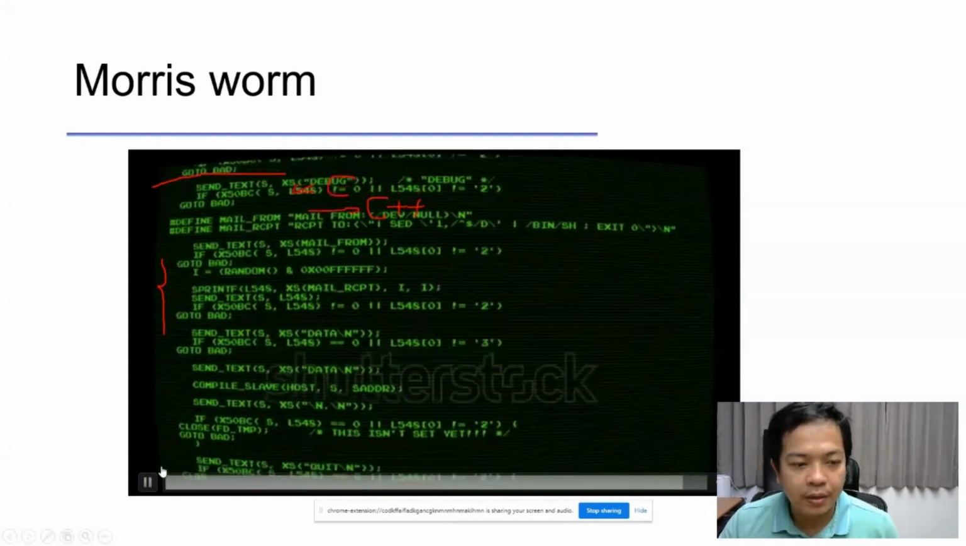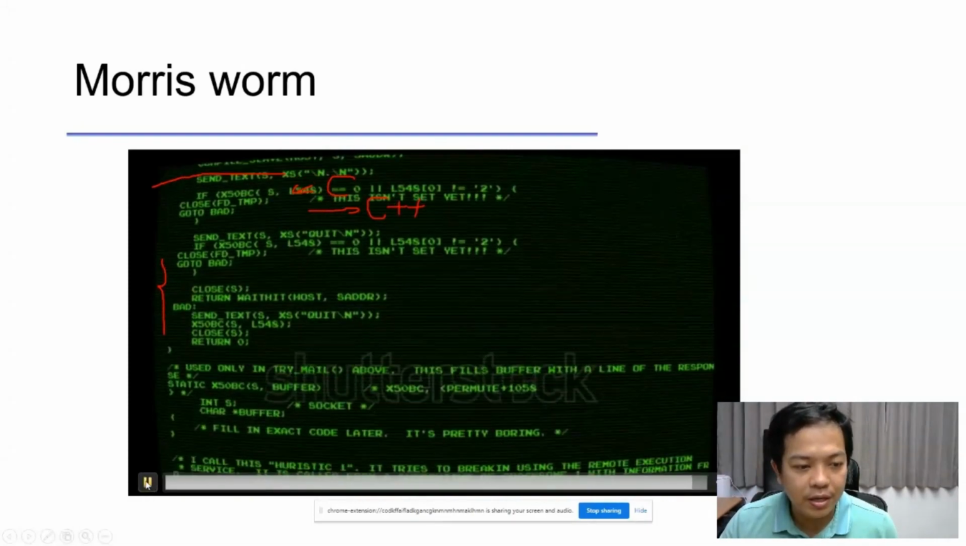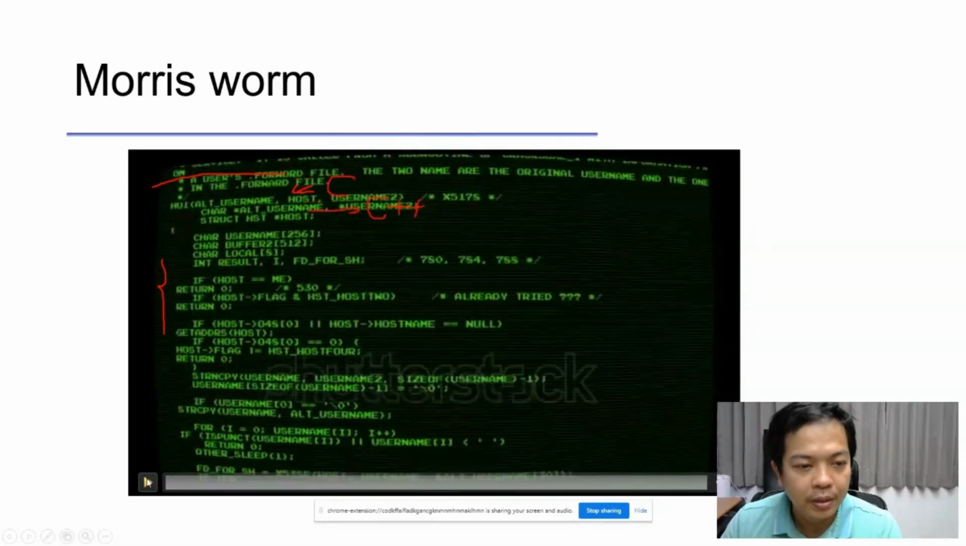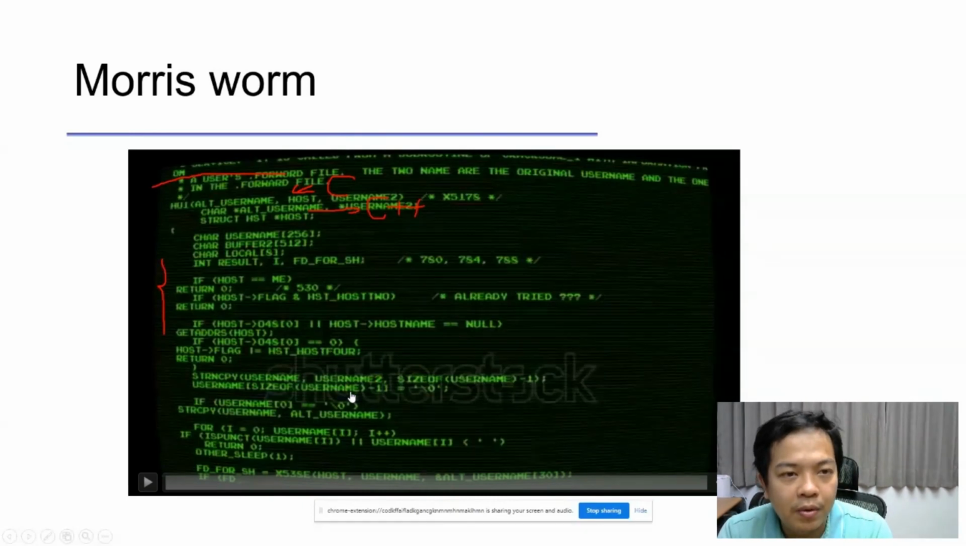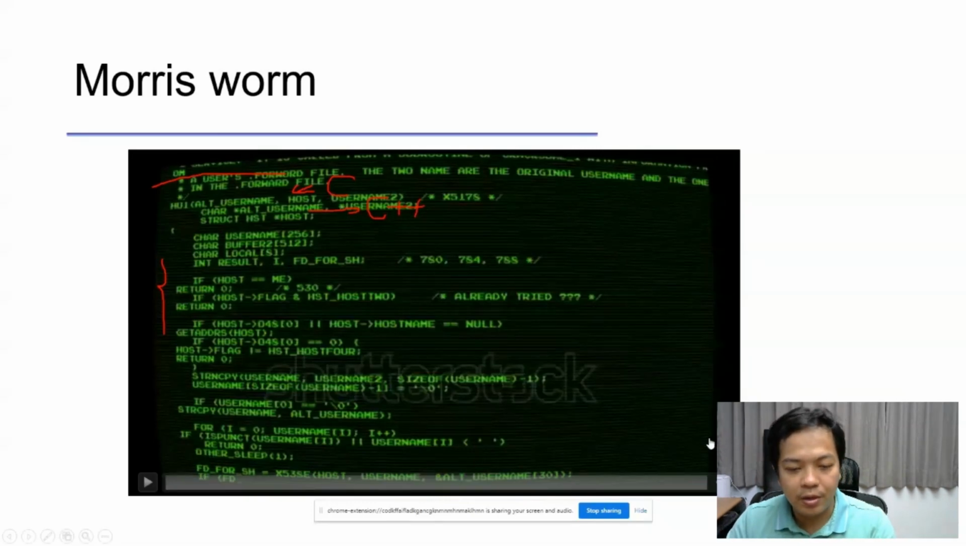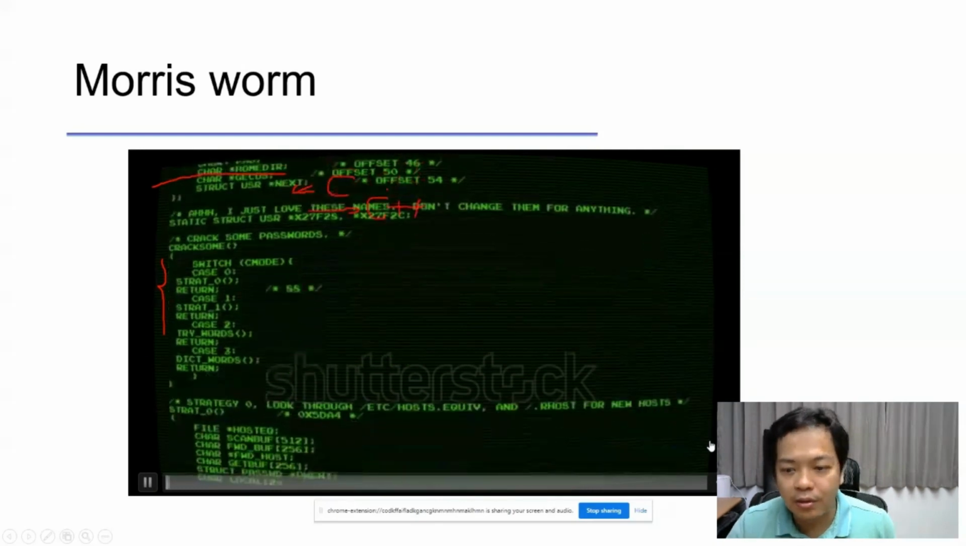Okay, it's very long, right? So you can check in detail how the function works for each piece of code in the Morris worm. But you need to know the Morris worm is the first malware to exploit the buffer overflow. So that information is more important for you.